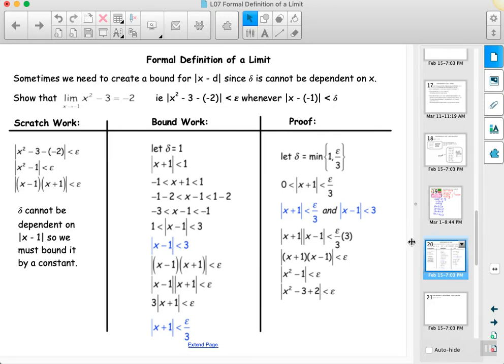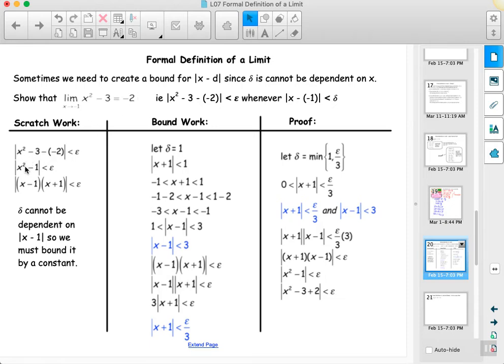In this next example, we're looking at a quadratic function. And I would like to show that the limit as x goes to negative 1 of x squared minus 3 is negative 2. Now, if we quickly substitute that in, you don't want to try and prove a limit's true if it's not. If we plug in negative 1, 1 minus 3 is negative 2. So I'm going to start with the absolute value of f at x, there it is, minus L, which is negative 2.